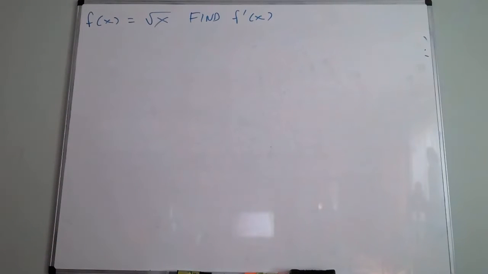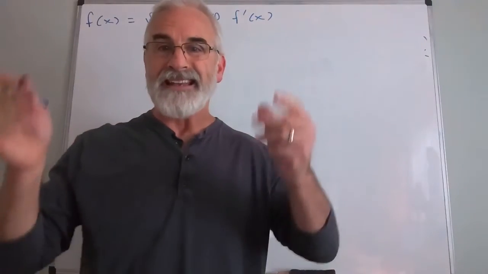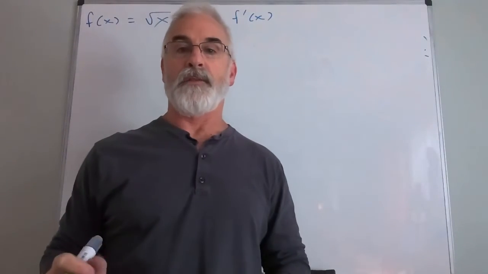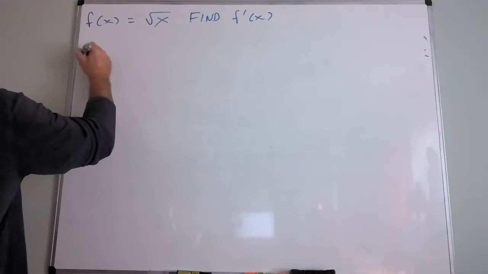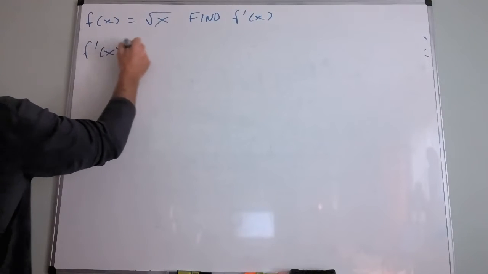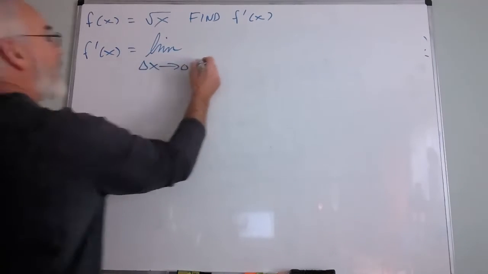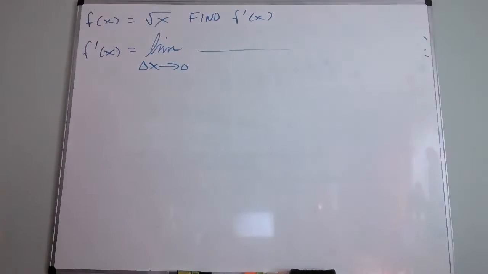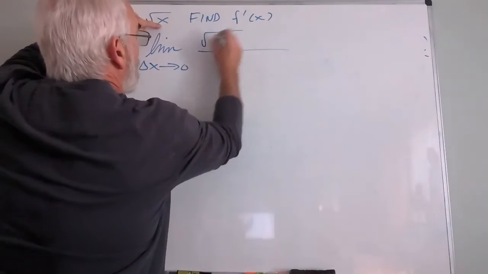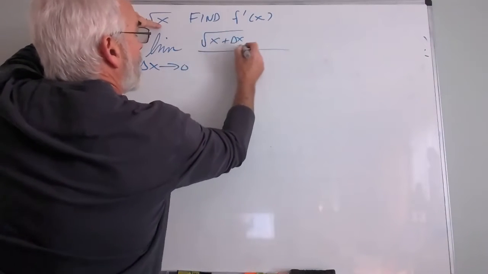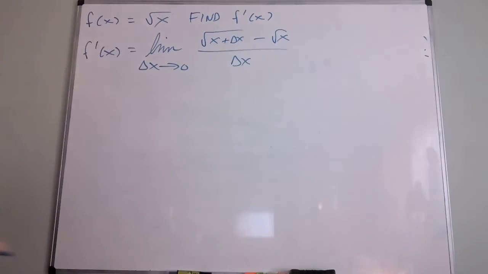I want to get you used to using the formal notation. And the key is whenever you hear the term definition of the derivative, that means you're going to do that limit thing that we just did. So I'm going to write f prime of x is equal to the limit as delta x goes to 0 of f of x plus delta x. So I'm going to replace x with x plus delta x, minus f of x, all over delta x.